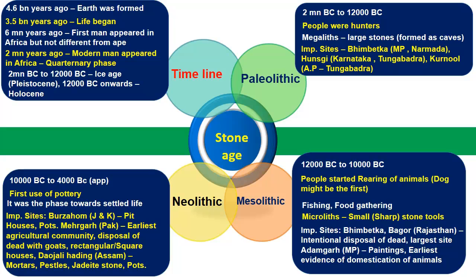Rectangular or square houses. Daojali Hading, Assam में mortars, pestles, jadeite stone imported from China and pots. ये पेसल्स, ये मोर्टार्स क्या होता है, like ये आटा पीसने के लिए यूज करता है, जैसे ग्रेन्स है ऐसा चीज. Okay, so this is all about Stone Age. Okay, so thank you.